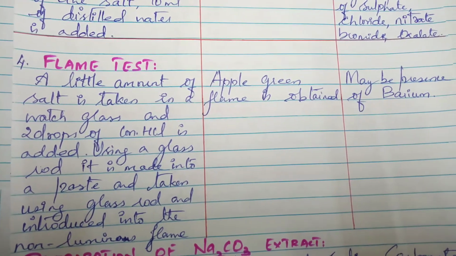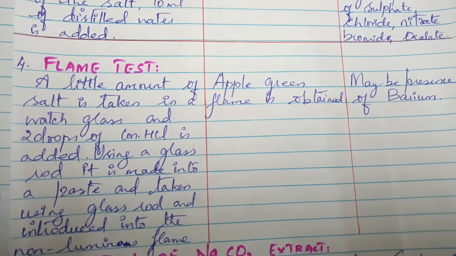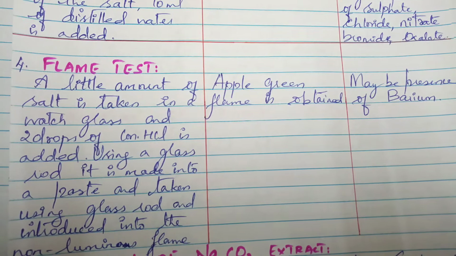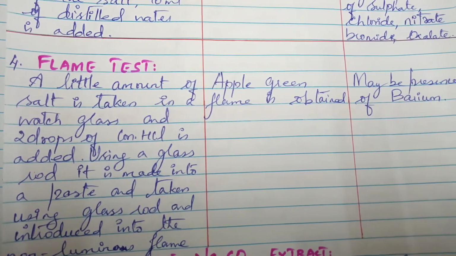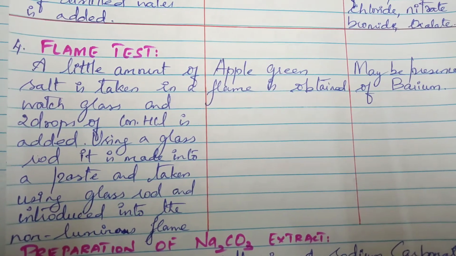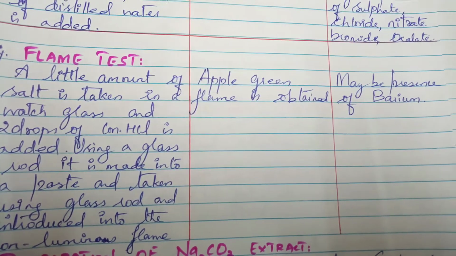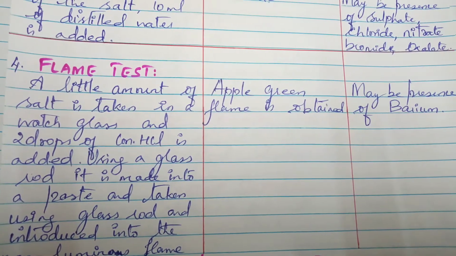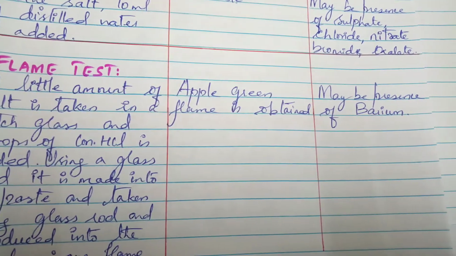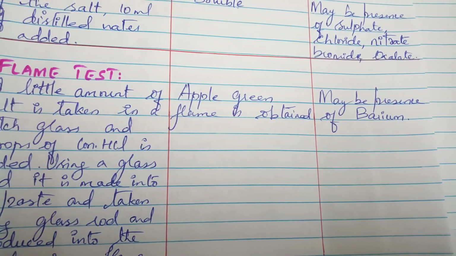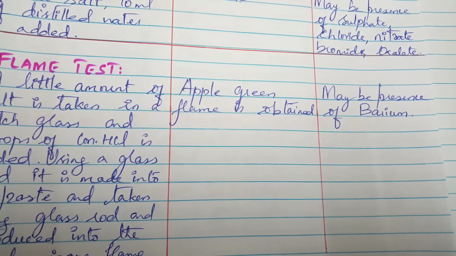So here you can see the flame test in the experiment column. A little amount of salt is taken in a watch glass and 1 or 2 drops of concentrated HCl is added. Using a glass rod or a platinum coil, it should be made into a solid paste, taken and introduced into the non-luminous flame of the Bunsen burner. Non-luminous flame means the blue colored flame. When we introduce this paste, you can observe that an apple green flame is obtained. This gives us an idea that the salt might contain barium radicals. So in the inference column you write maybe presence of barium. We are just getting a rough guess.